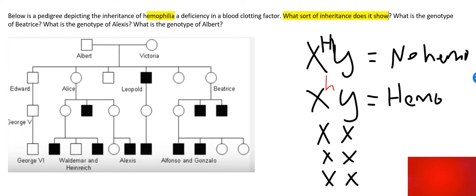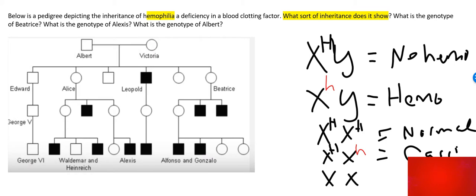So for the girls, I have a bunch of different options. I can have homozygous uppercase H, in which case she is normal. And I can also have a mixture of alleles where she has one uppercase H and one lowercase h. And in that instance, she has that special name. She's a carrier. And then I can also have a female that has two lowercase alleles, in which case she would also be a hemophiliac.